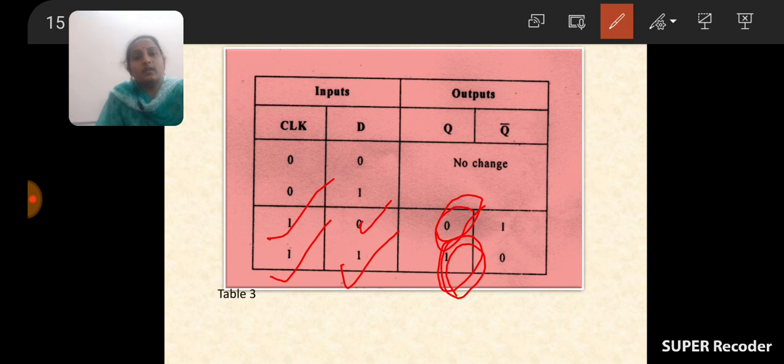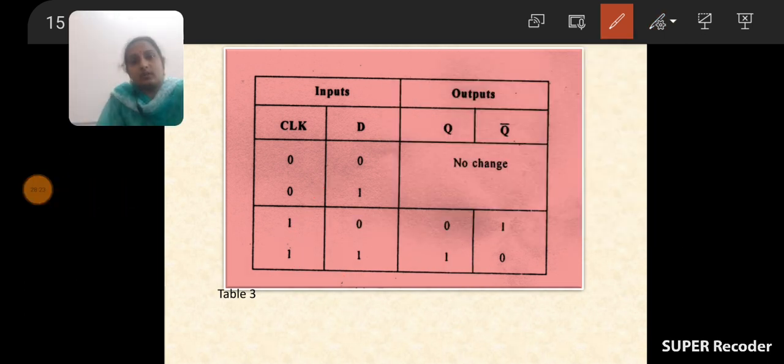So why does it follow? If the input is 0, the output is 0. If the input is 1, the output is also equal to 1. So in this way, the output will always follow the input.